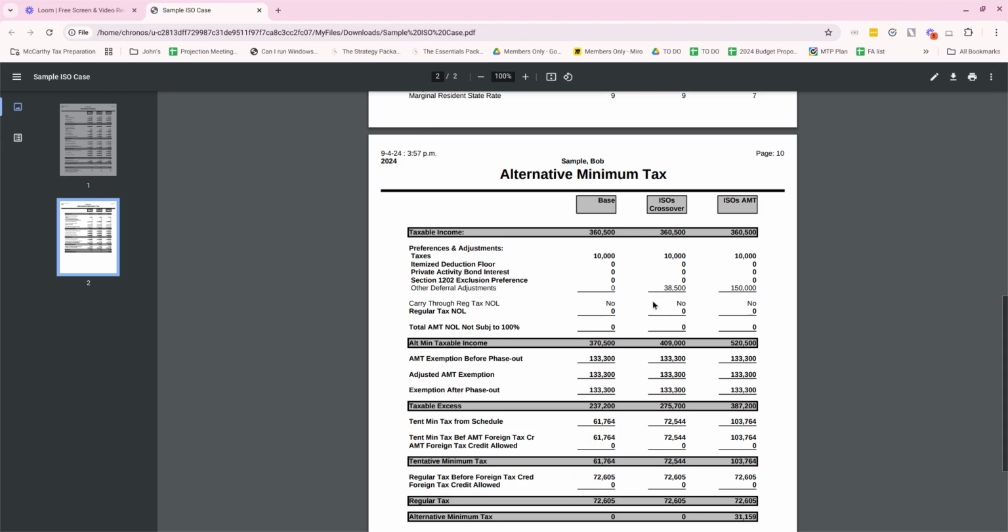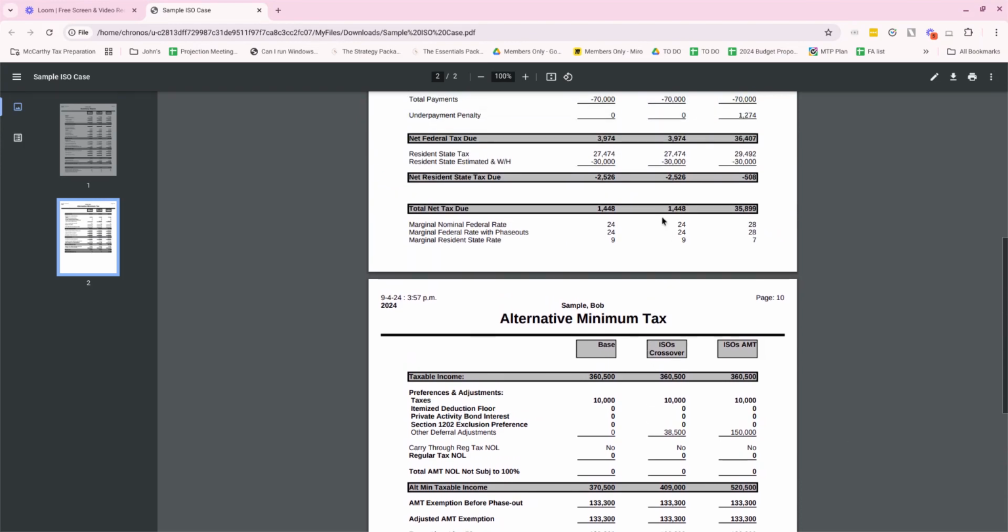So that's an important number to keep in mind, because that's the amount that isn't going to generate any additional tax liability for the year. So other than just the exercise price itself, no other cash out of pocket impact to that level of exercise.